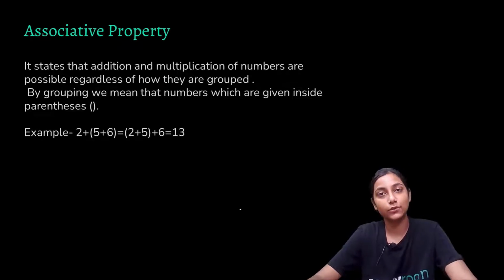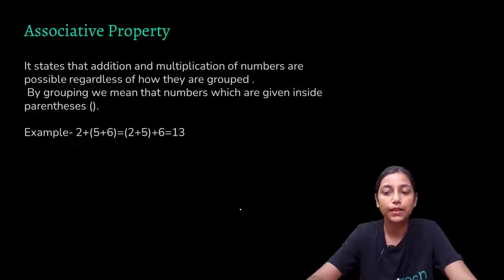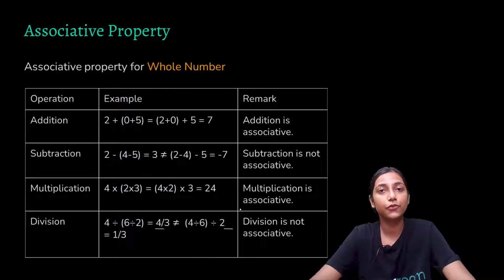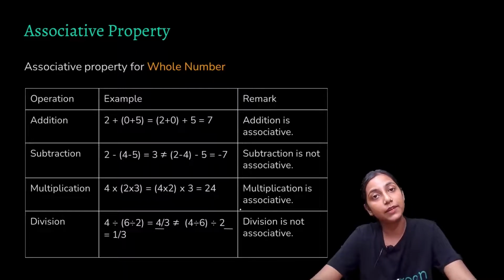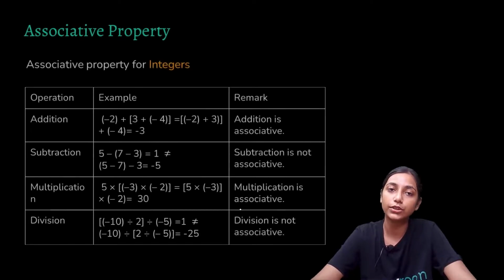The third property was the associative property, in which we said that the way the numbers are grouped does not matter. The grouping does not matter. We will still get the same answer. We studied it first of all for whole numbers, and we said that addition is associative, multiplication is associative, but subtraction and division both are not associative.